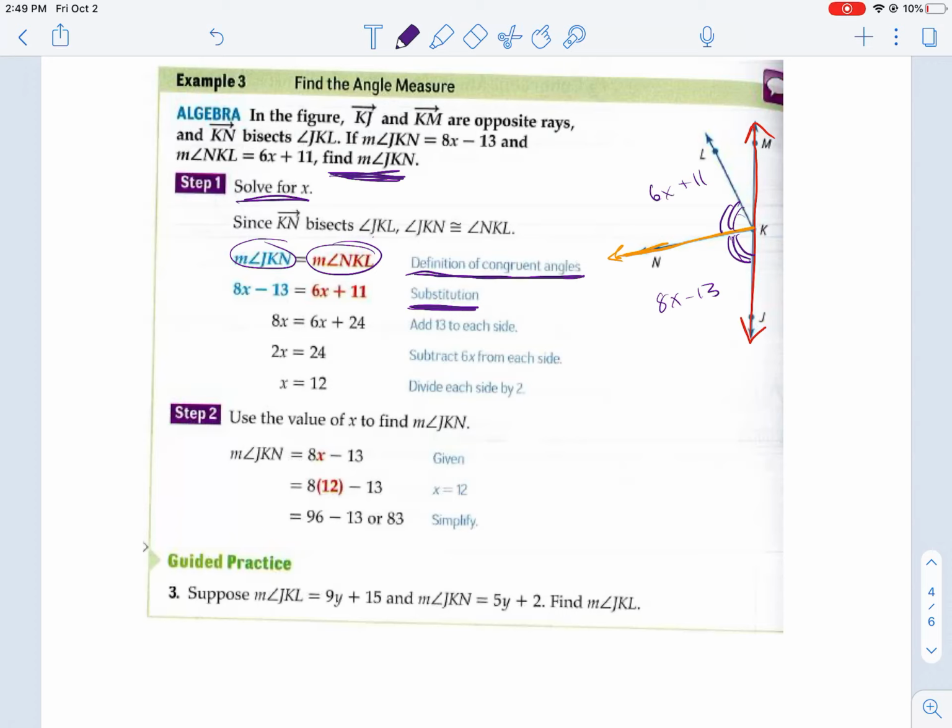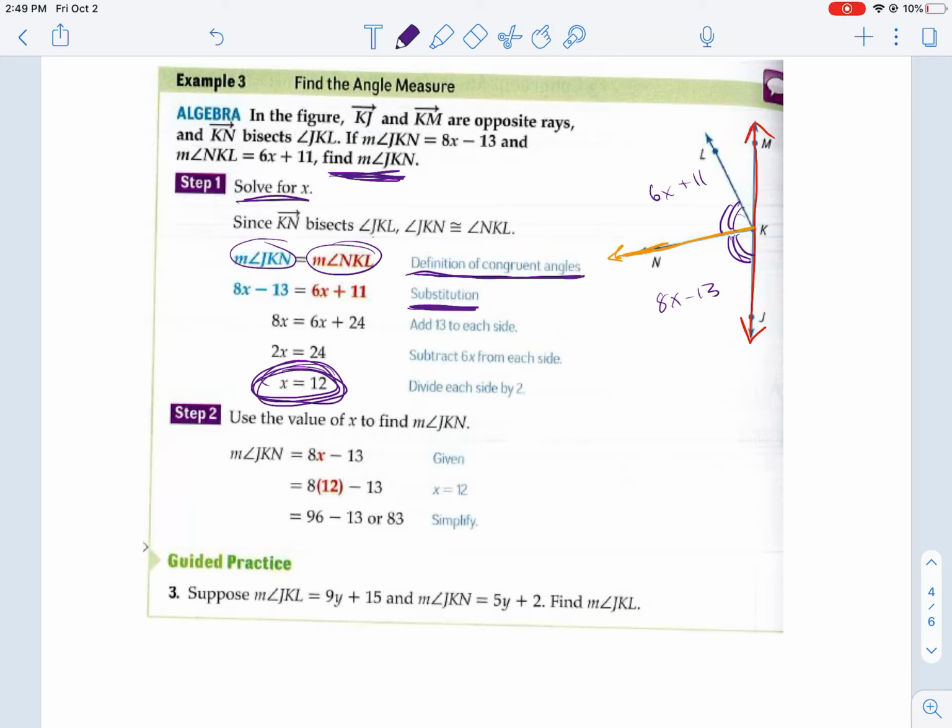You get the x's on one side, the constants on the other, and isolate the x's. In this case, you're taking 24 divided by 2, and you get x is equal to 12. I don't think I have to really go through that. We've done multi-step problems in the past.